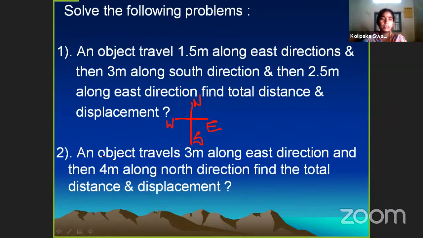Second question: an object travels 3 meters along the east direction and then 4 meters along the north direction. Find the total distance and displacement. At first, the object travels 3 meters along the east direction. Then after it travels 4 meters along the north direction. What is the total distance and displacement? Do it.